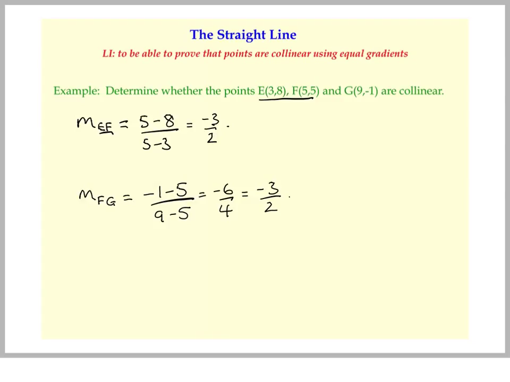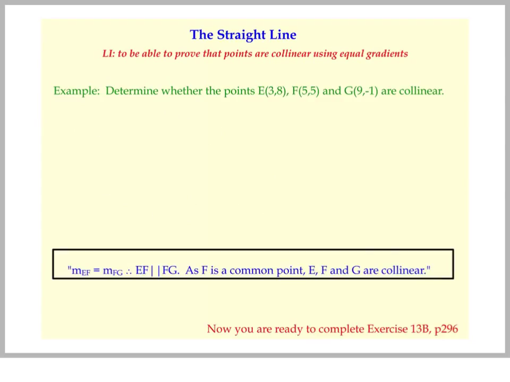What we'll now say is the gradients are equal, therefore EF is parallel to FG, as F is a common point, E and F and G are collinear. So we've got our working up here. We know that MEF, we've already worked it out, is minus 3 over 2. We know that the gradient of FG, we've worked that out, is minus 3 over 2. So we can see that this is true. And if the gradients are the same, then we must have two parallel lines.